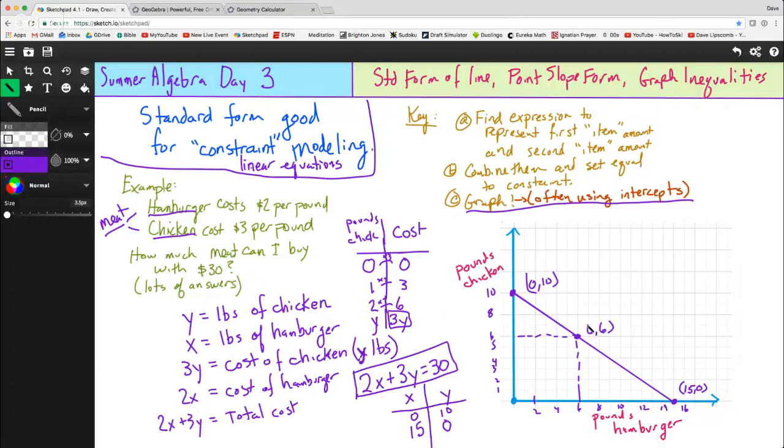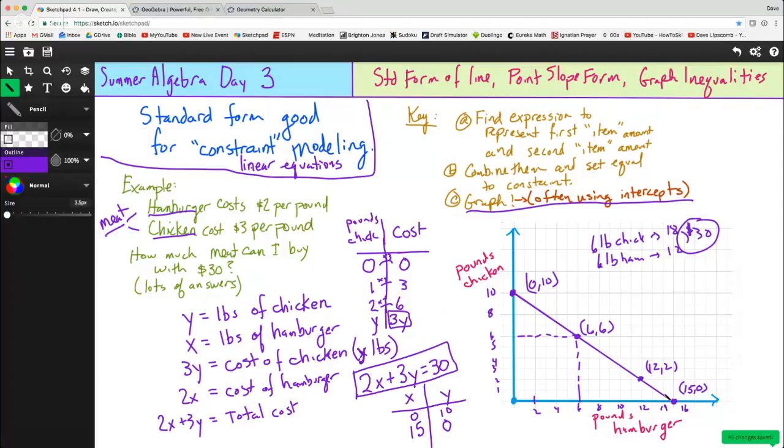6, 6. How about this one here? 12, 2. Let's see what happened. So this would say, can I buy 6 pounds of chicken? That's our 6 here, and then our 6 pounds of hamburger. And so how much would this cost? This would cost 12. Our 6 pounds of chicken would cost 18, and so there would be our $30. How cool is this?